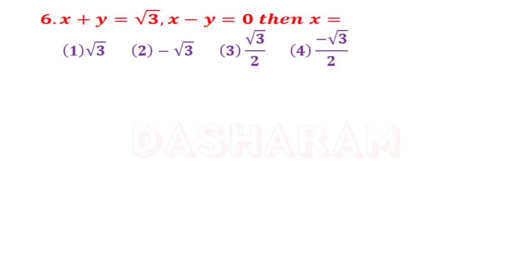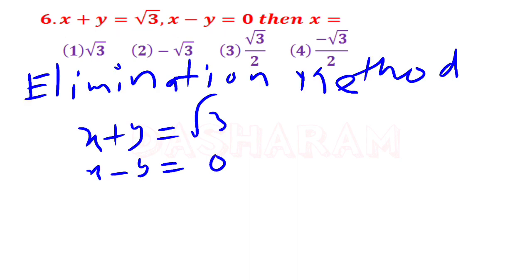Next question: x plus y equals root 3, x minus y equals 0, then what is the x value? Both are linear equations in two variables. So let us simplify by using the elimination method. By the elimination method we can cancel.